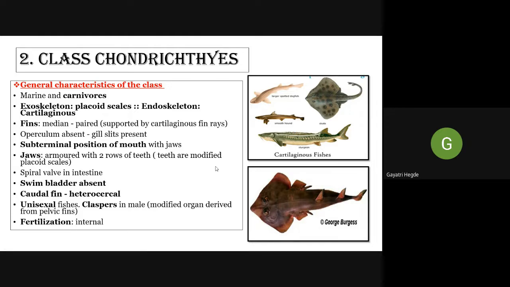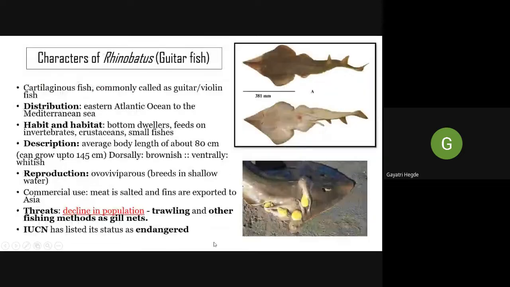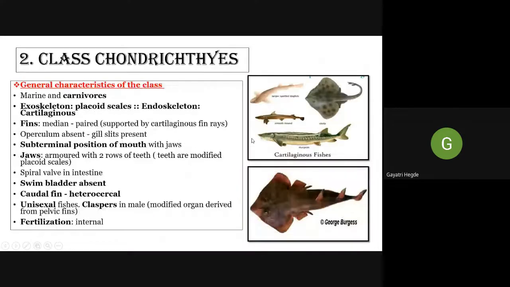Now next, operculum is generally absent, and instead of operculum, gill slits are present. Can you see the gill slit here? For respiration, operculum is absent and gill slits are present instead. Now the mouth is subterminal in position. Subterminal means the mouth is towards the lower side, like this on the underside. You remember how a shark's mouth is?